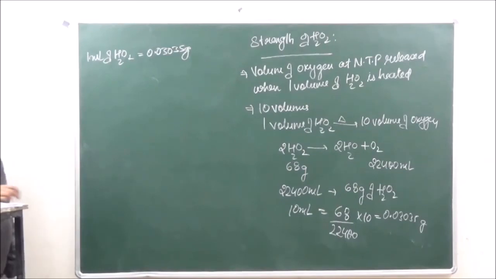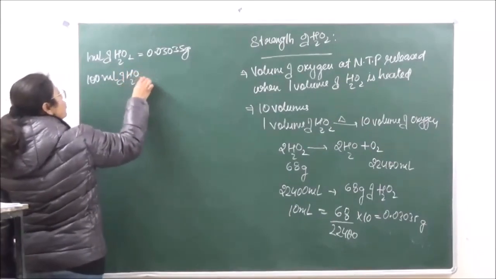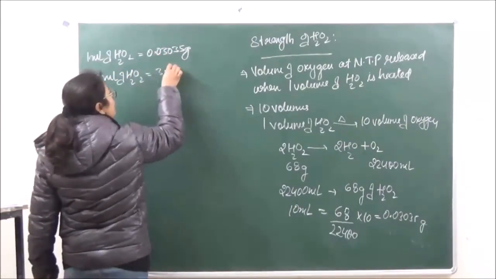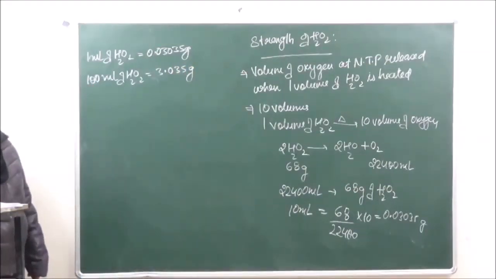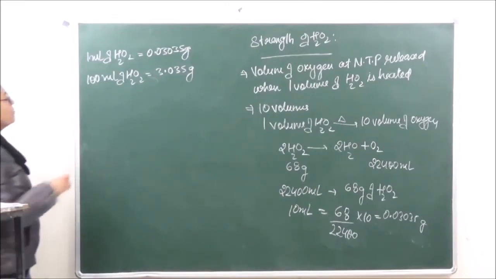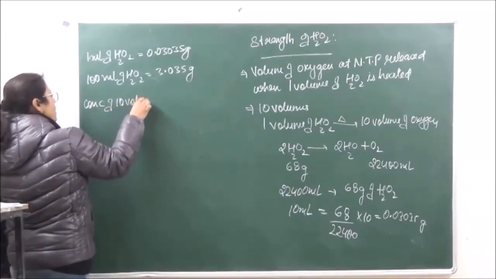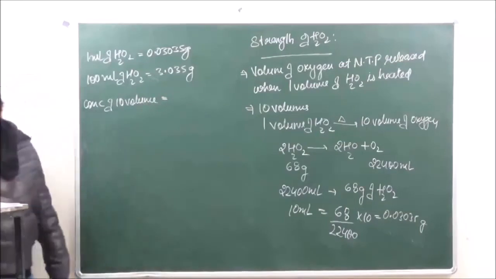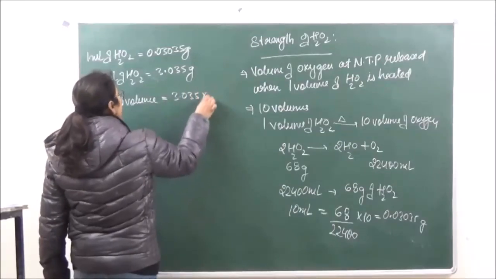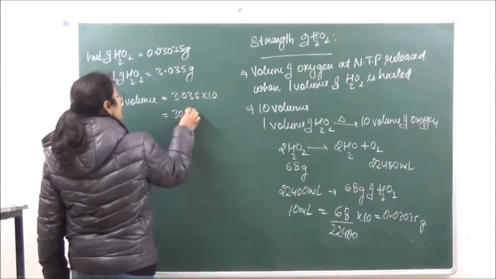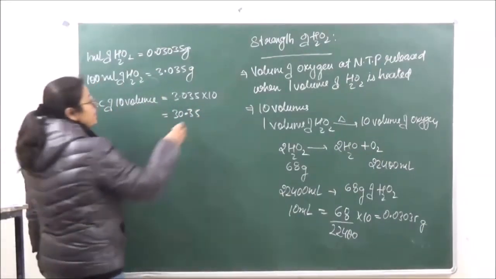Now over here 100 ml of H2O2 will contain 3.035 grams of H2O2. Okay? So what is going to be the concentration of 10 volume? Concentration of 10 volume will be equal to 3.035 into 10. That is 30.3 grams per liter.